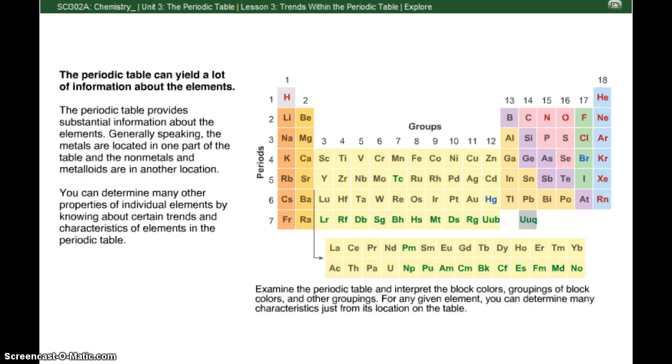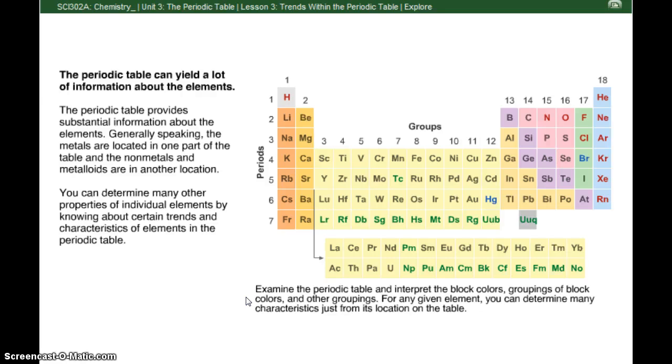The periodic table can yield a lot of information about the elements. The periodic table provides substantial information about the elements. Generally speaking, the metals are located in one part of the table, the nonmetals in another, and the metalloids in yet another location. You can determine many other properties of individual elements by knowing about certain trends and characteristics of elements in the periodic table.